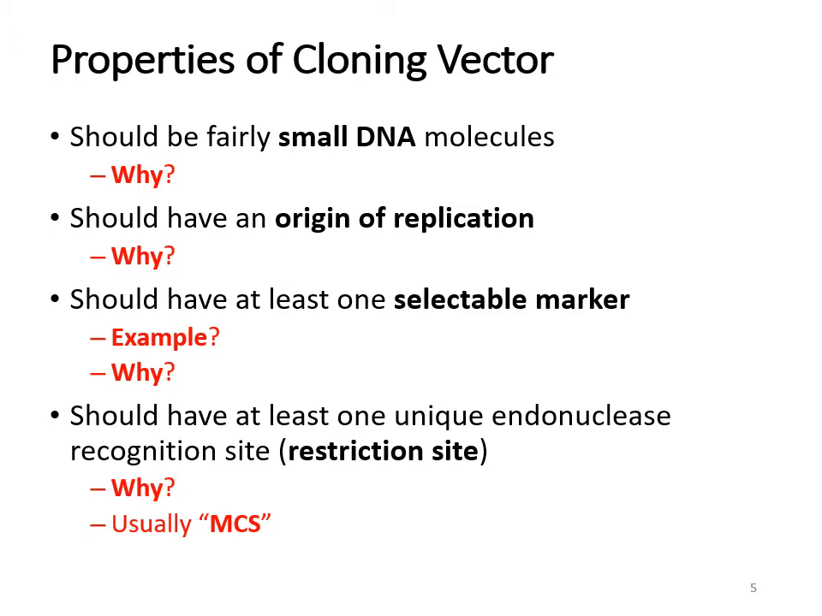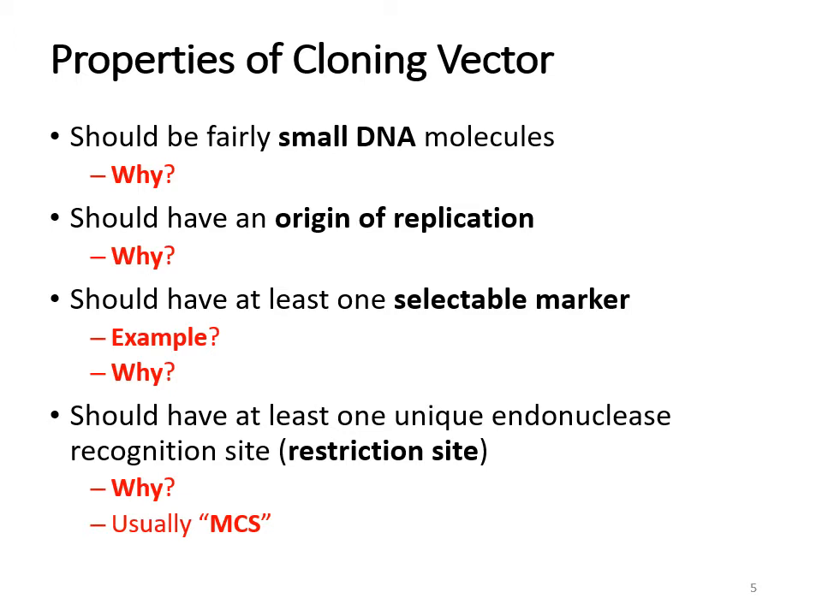Okay, then we say that the cloning vector should have at least one selectable marker. Okay, and think of the labs that you've done with transformations. What are some selectable markers that we tend to use? Well, one I've mentioned repeatedly already in the few minutes of this lecture, which is antibiotic resistance. The other is a color change, okay?